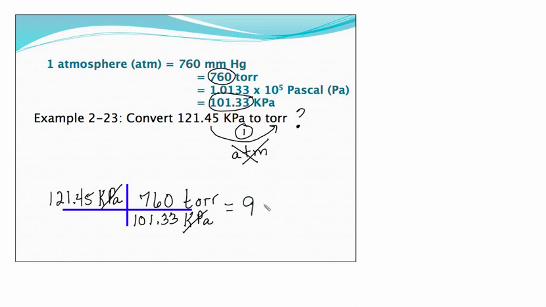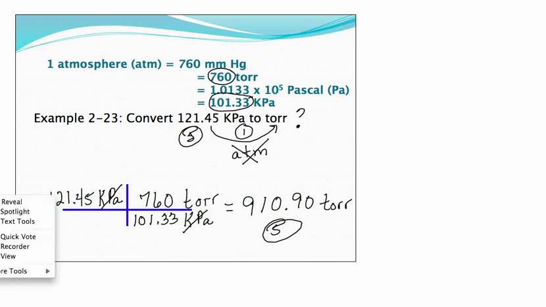And once you do that mathematics, we're going to have 910.90 torr. And again, 5 sig figs there, so 5 sig figs here. Now, those are your pressure conversions. In our next video, we'll start working with density.